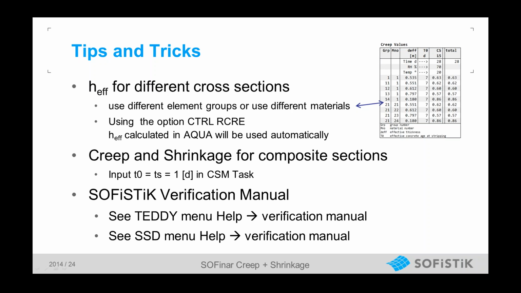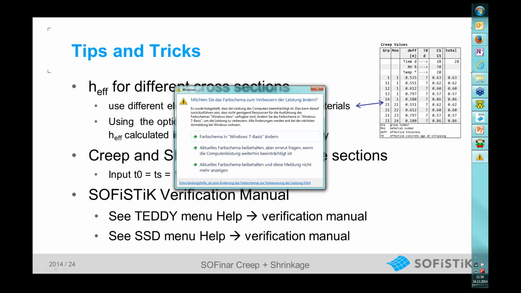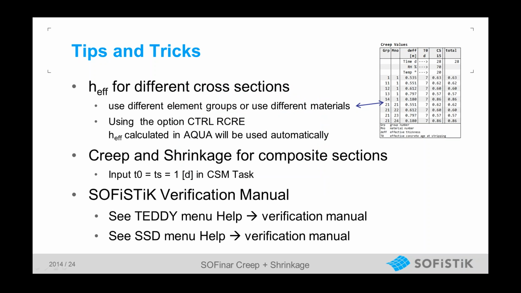In the first row, you see the effective height. It's a value of 0.535. So it's nothing you will find in any of your cross-section. It's something like an average. And the total creep value is 0.63. The second 4 rows, you see we have material number 1, but we have group number 11 up to 14. So for every single cross-section, you will get an effective height value and the correct creep and shrinkage value for this cross-section.